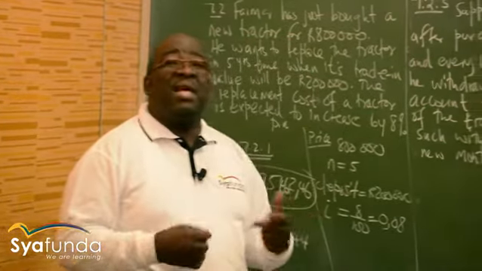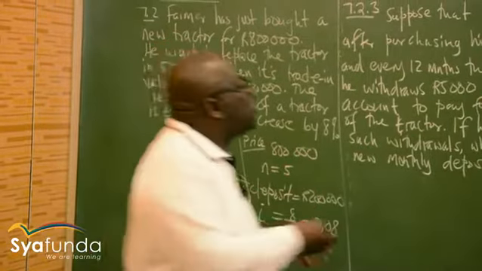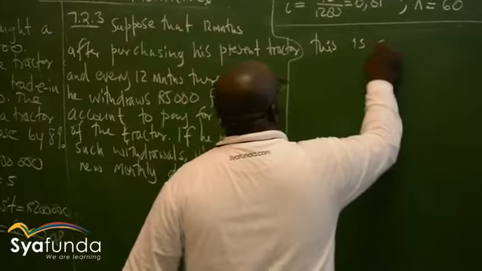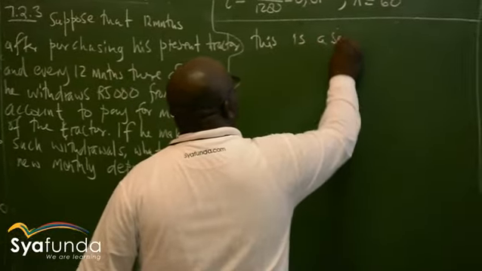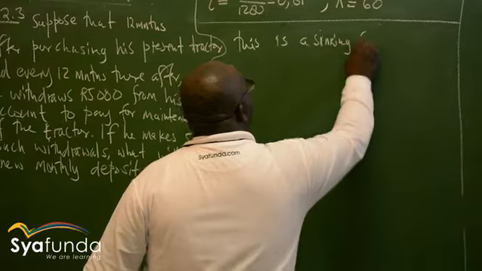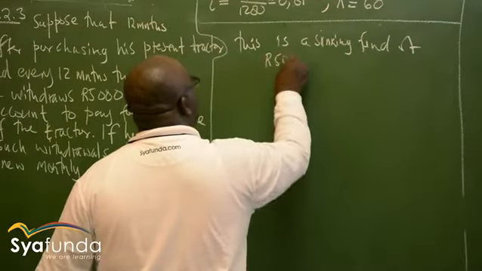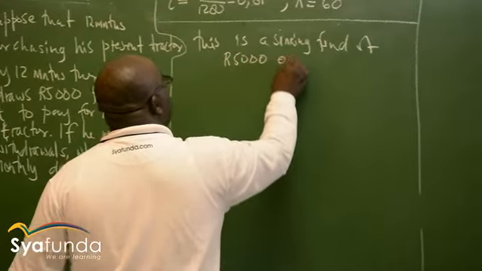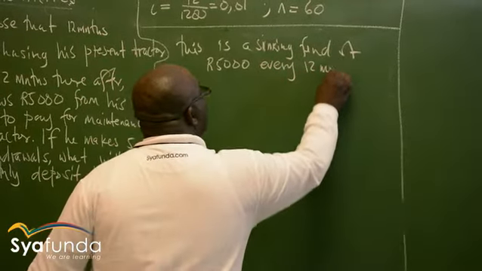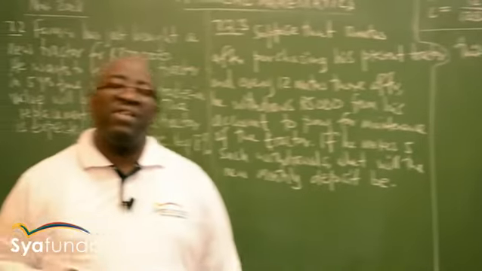So what is happening there? This section, we call it the sinking fund. This is a sinking fund of 5,000 every year, every 12 months. This part is the part that we refer to as the sinking fund.